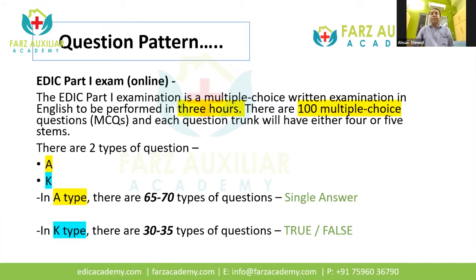And there are K-type questions, where you have 4 options only, A, B, C, and D, and you have to mark either true or false. And the K-type questions are 30 to 35 in number.